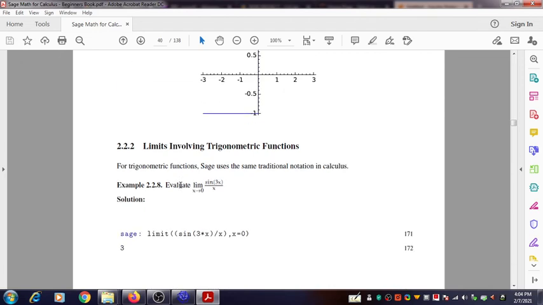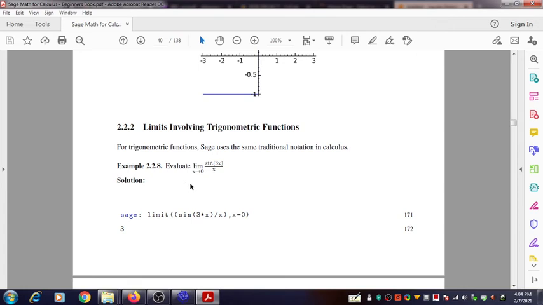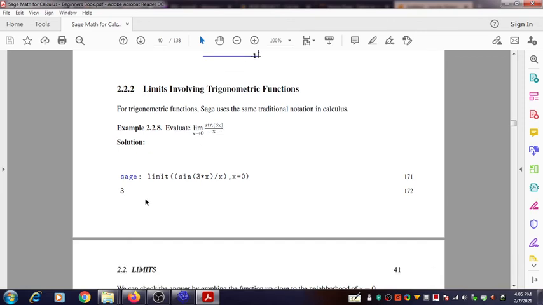Next, we are coming to the problems where the limits involve trigonometric functions. If the expression or the function contains trigonometric functions, then also we can very easily find the limit. So for that, consider this example: the limit of sine 3x divided by x as x tends to 0. For that, you can write the command limit, then in brackets sine 3x divided by x, comma, at which point, at x equals 0.